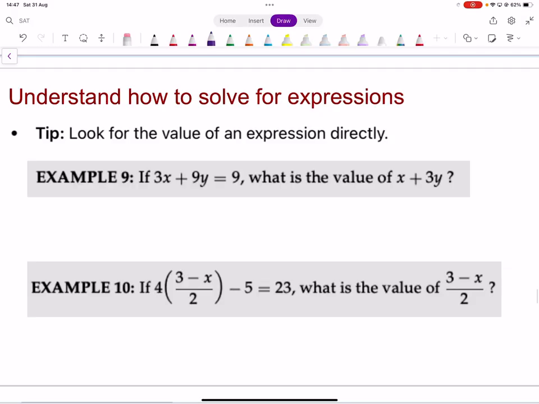Now, sometimes what happens is, and this is something where calculator is not going to be helpful. They give you equations like these. 3x plus 9y equals 9. Now, you cannot solve this equation. It's one equation, two unknowns. There's no way to solve this equation. You can't find the values of x and y. But they're not asking you for the value of x or y. They're asking you for the value of x plus 3y. Okay? You want the value of x plus 3y.